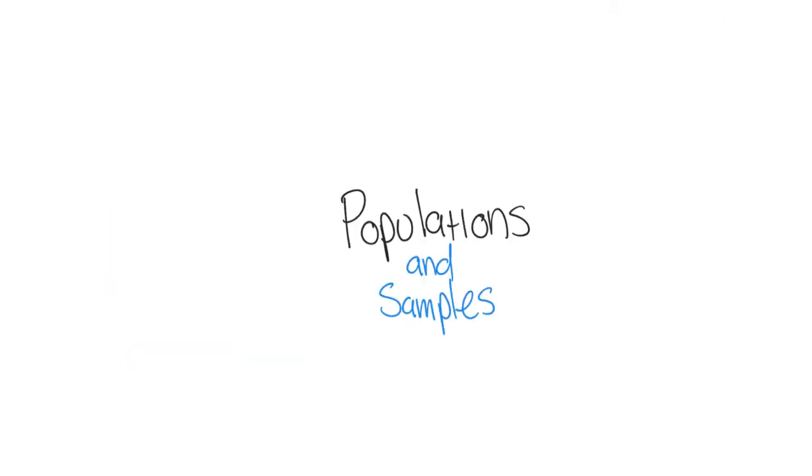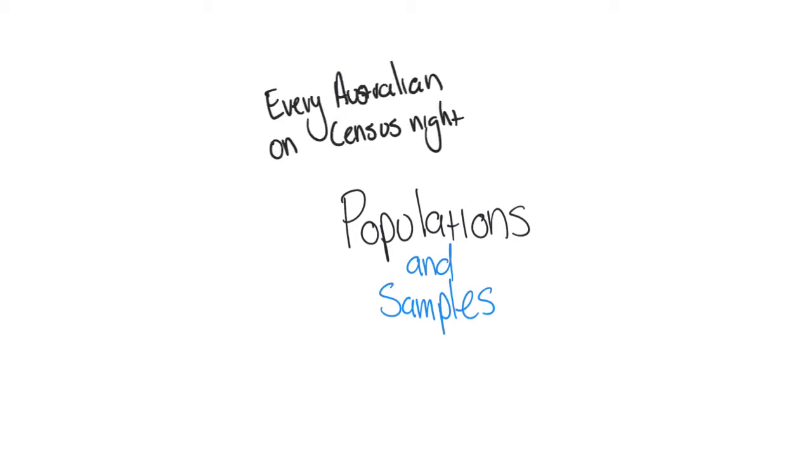When we survey people, we can survey many different groups. The two different types of groups that we're going to talk about are populations and samples. We're going to talk about a few different examples. I'll write populations in black text and I'll write samples in blue text. So an example of a population might be every single Australian on census night. And census night is just a particular night run every 4 years where every single Australian household is surveyed.